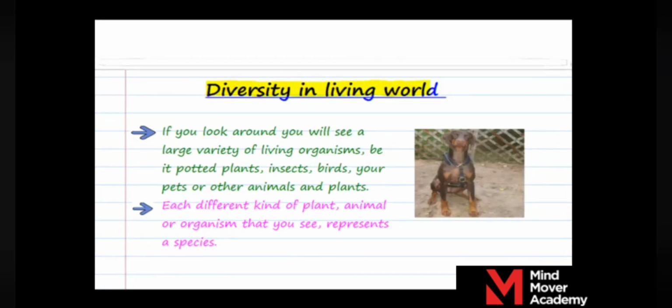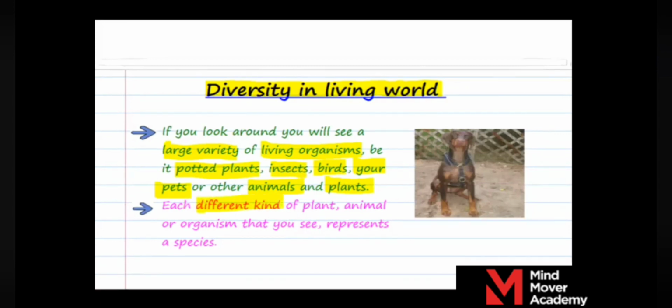We will now begin with a very important and an interesting unit, that is diversity in the living world. So under this unit, we will study about the various types of organisms present in this living world, hence making it a diverse collection of living organisms. If you look around, you will see a large variety of living organisms, be it potted plants, insects, birds, your pets, and other animals and plants. So, in your general observation, you must have noticed all these large variety of living organisms.